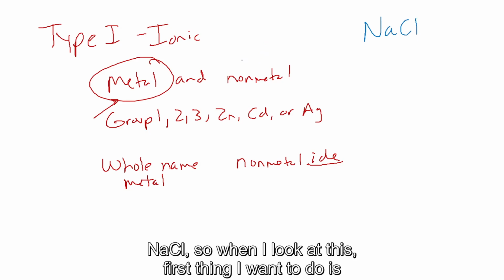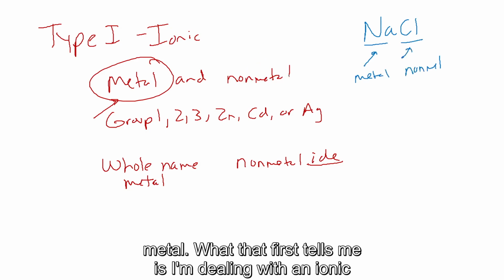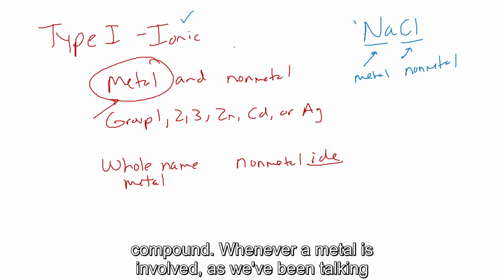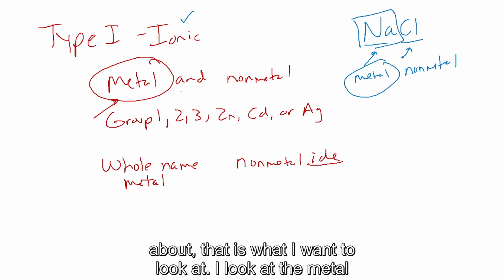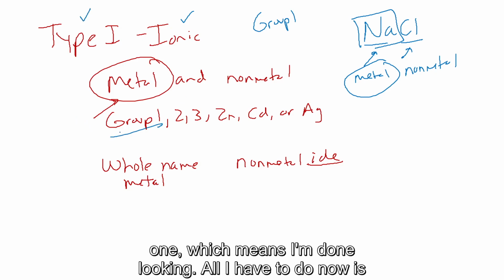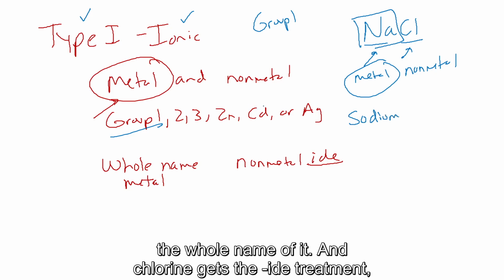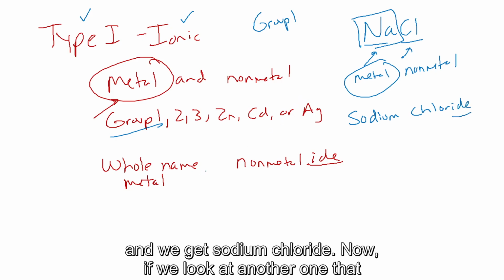We had NaCl. So when I look at this, first thing I want to do is identify what I'm dealing with. So sodium metal, chlorine non-metal. What that first tells me is I'm dealing with an ionic compound. Whenever a metal is involved, as we've been talking about, that is what I want to look at. I look at the metal, that's sodium, that's group 1. Group 1 tells me it's a type 1, which means I'm done looking. All I have to do now is write what is there. So Na is sodium. We're going to use the whole name of it. And chlorine gets the IDE treatment, and we get sodium chloride.